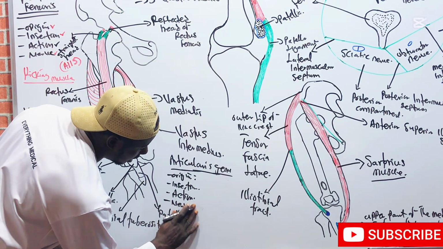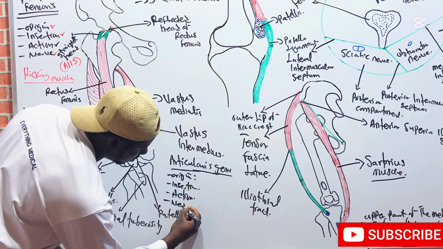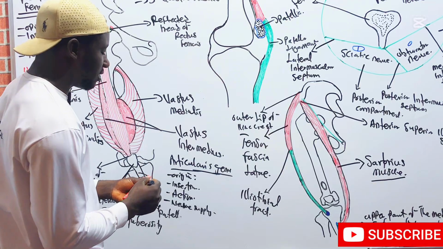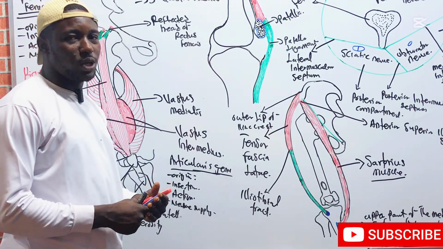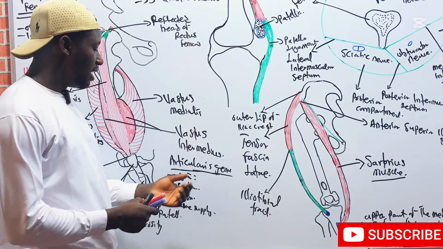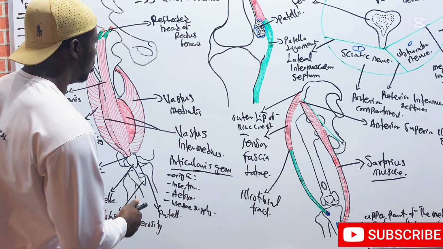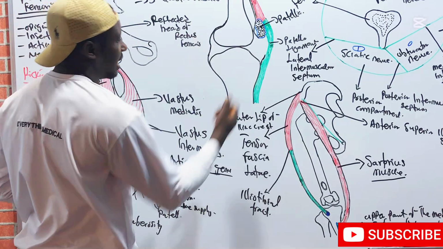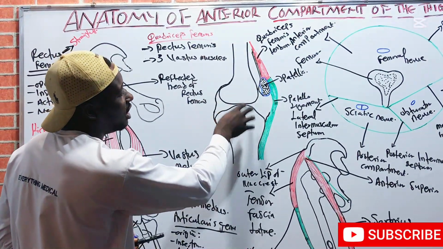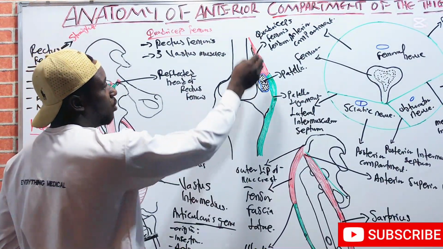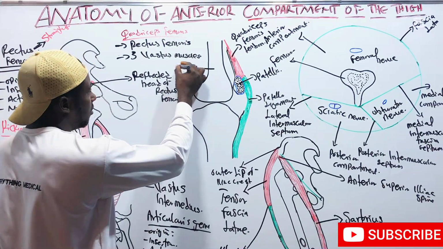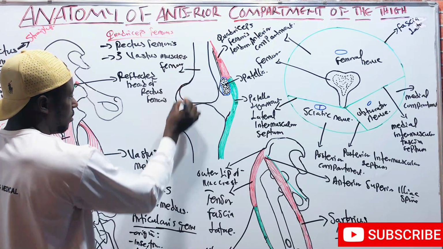Okay, the nerve supply. The nerve supply of the articularis genu is a twig from the nerve to vastus intermedius. Recall that this diagram shows the knee joint, the patella, the quadriceps femoris tendon, and the patellar ligament. This is the femur. This is the tibia bone.